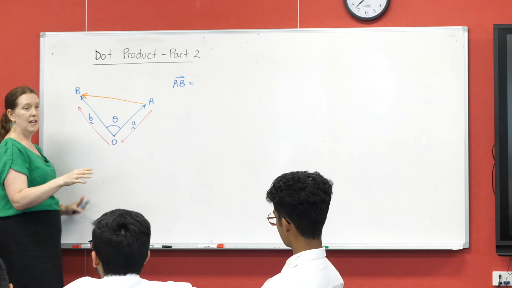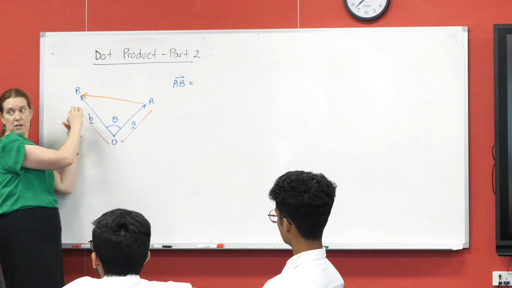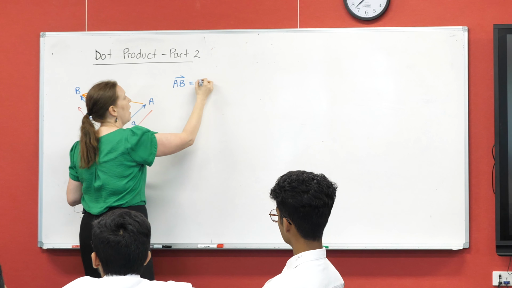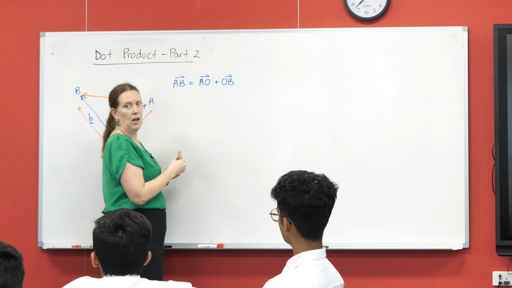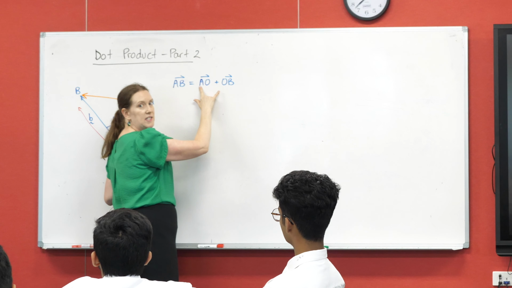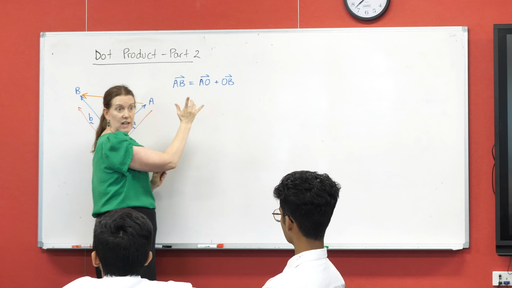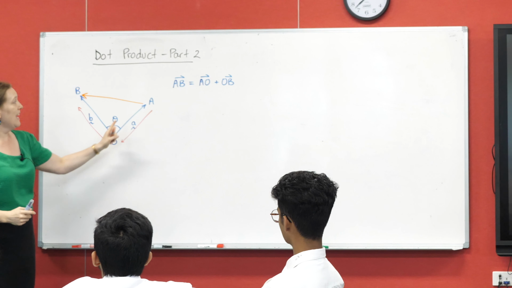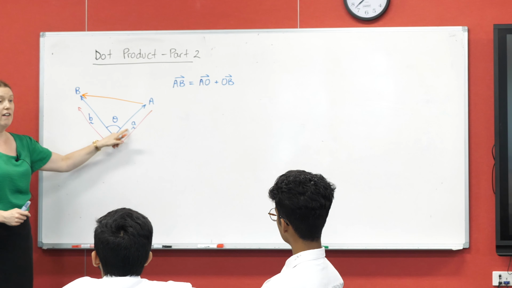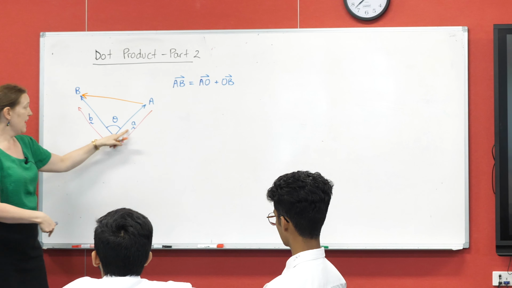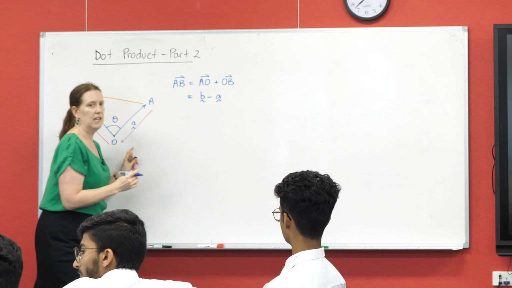Just pause for a second. Everyone happy that I've got my tail to tail and my head to head? And that's really important. Yes? So we could write that as AO plus OB. Now, just a quick aside. There's where I start and that's where I end. There's where I start and that's where I end. So it's a really nice quick check. Now, AO is not what we have. We have OA. So we don't have a, we have negative a. So we can write that as negative a plus b, or we can write it as b minus a, your choice.